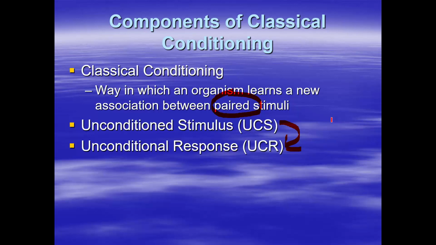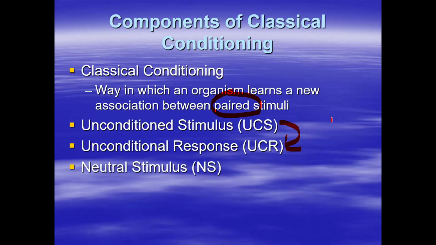So in our example with Pavlov, the UCS would be food, and the UCR would be salivation. In other words, the dog did not have to learn how to salivate to food because they are animals, they're always hungry, it's a natural thing.